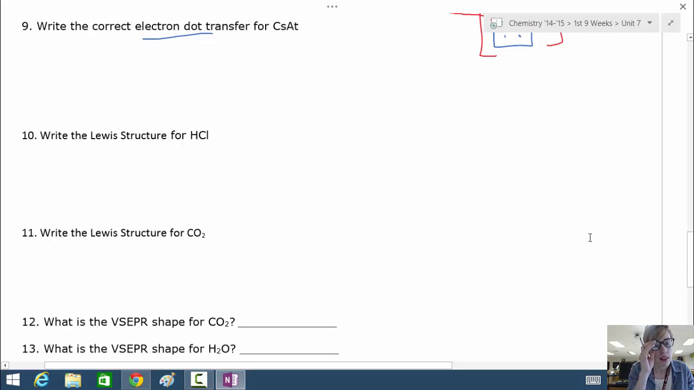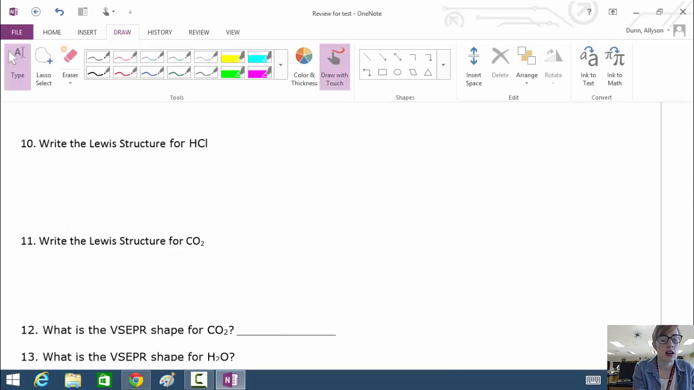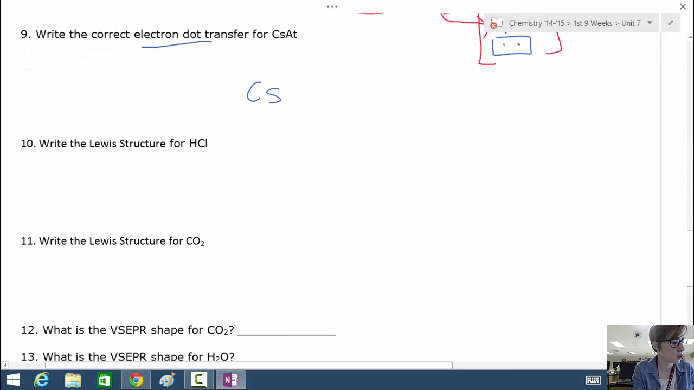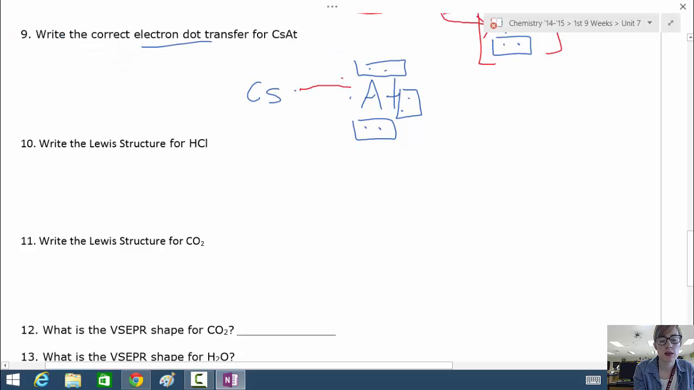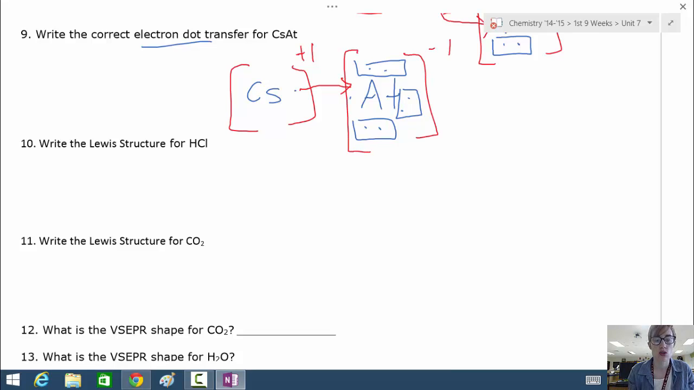Anyway, moving on. The correct electron dot transfer for cesium astatine. So cesium is in group 1, so it has 1 dot. Astatine is in group 17, so it's got 7 dots. So remember, these aren't going to bond with anything because they're already paired up. And since it's ionic, we're going to draw an arrow showing that cesium's electron is totally stolen by astatine. So cesium has a +1 charge because it gave away an electron, and astatine has a -1 charge because it stole an electron. Now we're going to draw Lewis structures.